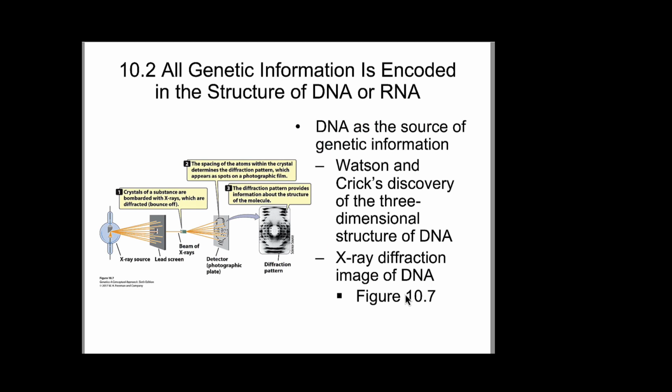So, why is this important? Okay, all genetic material is encoded in the structure of DNA or RNA. Okay, Watson and Crick was instrumental, along with Rosalind Franklin, in helping us really understand more about the structure of DNA. And they did this by utilizing the data from Rosalind Franklin that showed what we call X-ray crystallography, or X-ray diffraction of DNA.